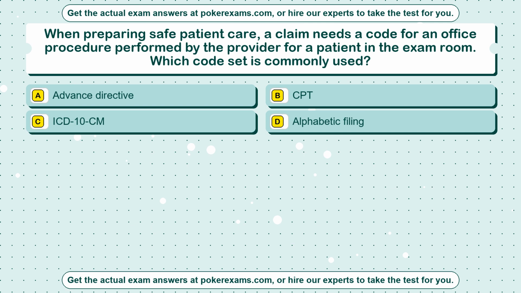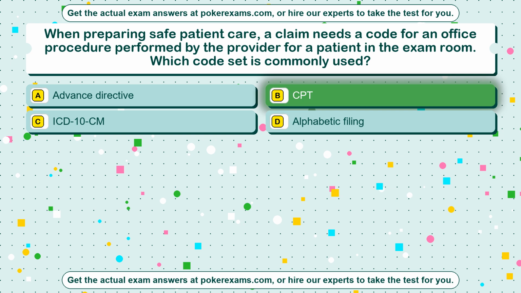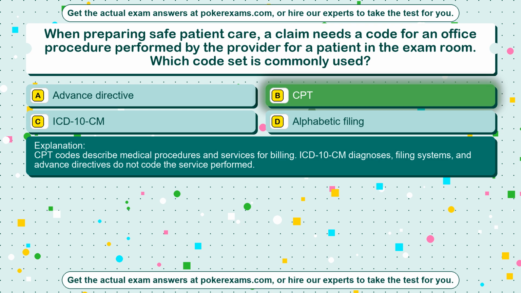Question 49. When preparing safe patient care, a claim needs a code for an office procedure performed by the provider for a patient in the exam room. Which code set is commonly used? Option A, Advanced Directive. Option B, CPT. Option C, ICD-10-CM. Option D, Alphabetic Filing. The correct answer is option B, CPT. CPT codes describe medical procedures and services for billing. ICD-10-CM diagnoses, filing systems, and advanced directives do not code the service performed.